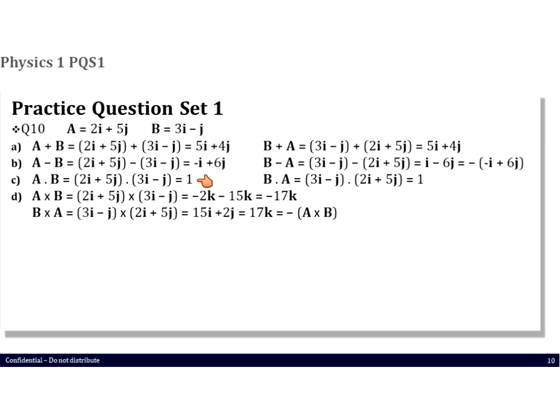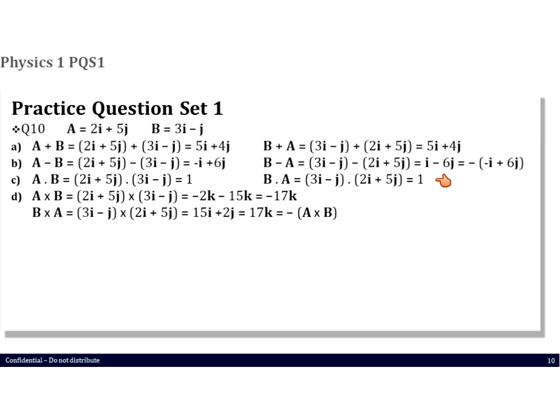Similarly, A dot B. We know that in A dot B, only the respective coordinates survive. The other terms you can ignore. So 2i dot 3i will be 6, since i dot i is equal to 1. And 5 multiplied by minus 1 is equal to minus 5. So 6 minus 5 is equal to 1. Because it is a scalar product, direction does not matter whether you go A dot B or B dot A, it is the same.